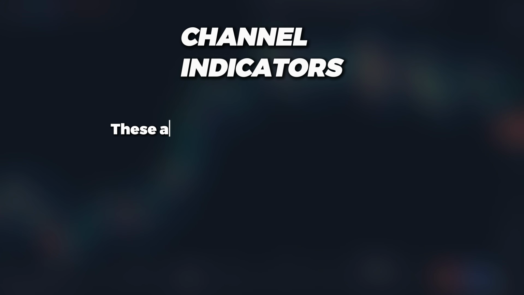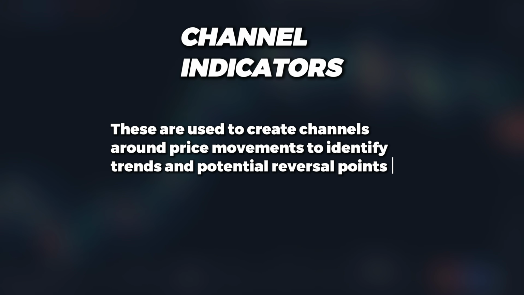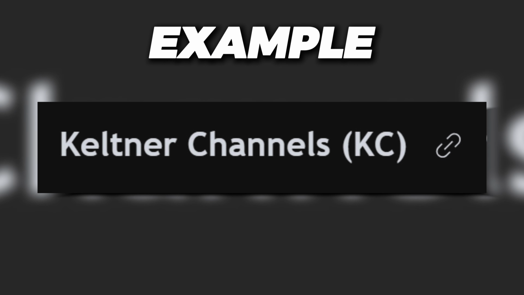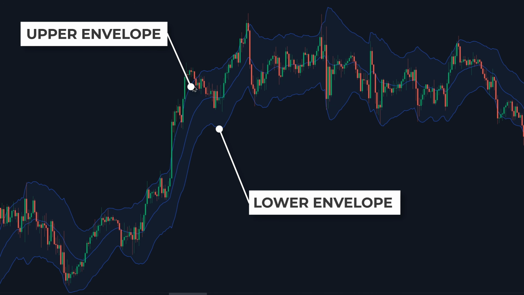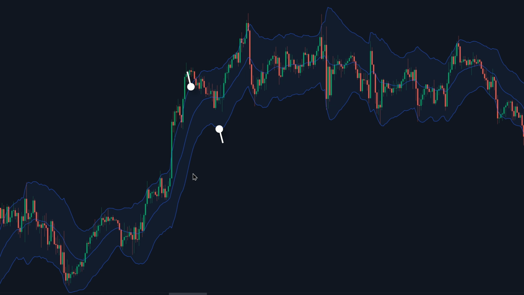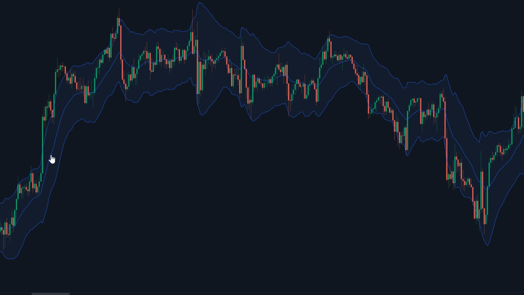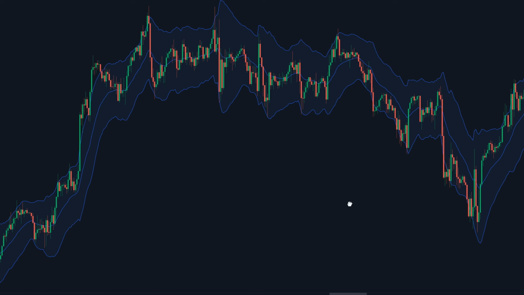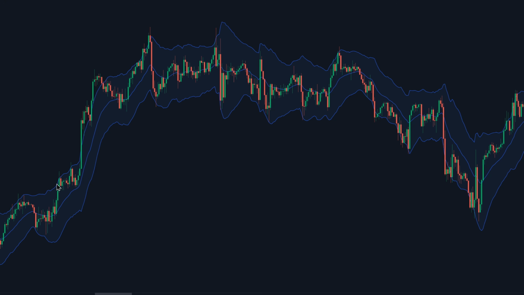Channel indicators. These are used to create channels around price movements to identify the trends and potential reversal points. Example, the Keltner Channels indicator by TradingBeer. This indicator consists of an upper envelope above a middle line and a lower envelope below the middle line. This middle line is actually a moving average of price over a user-defined period. This indicator can be used for, one, to measure the strength of a trend. During an uptrend, breakthroughs of the upper envelope indicate the underlying strength of the trend. Conversely, during a downtrend, breakthroughs of the lower envelope indicate the strength of the trend.